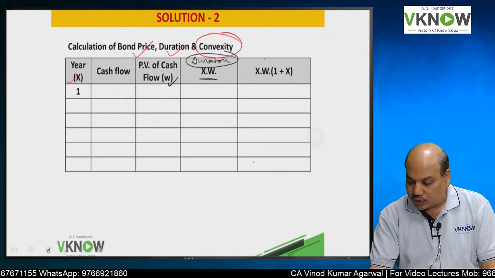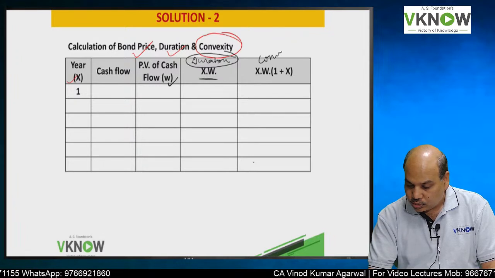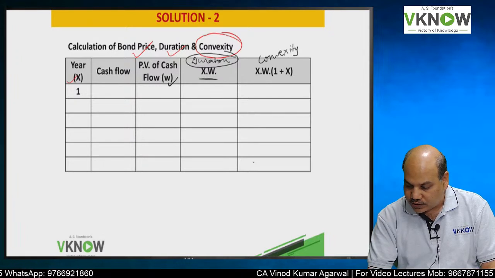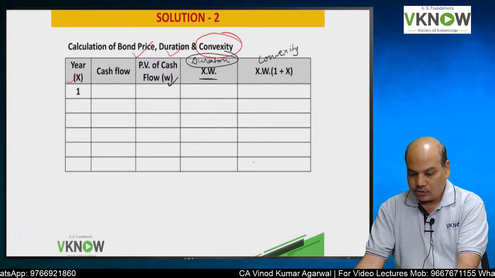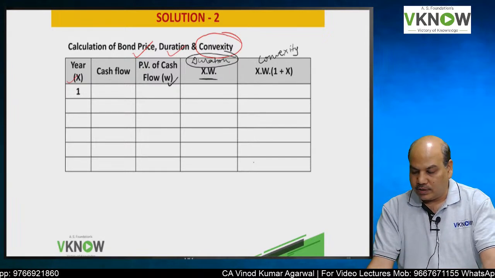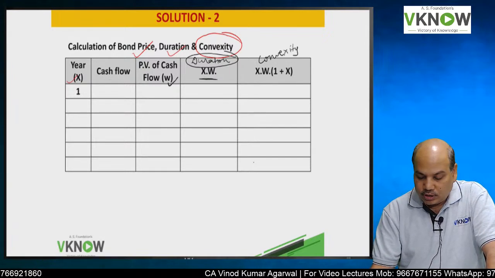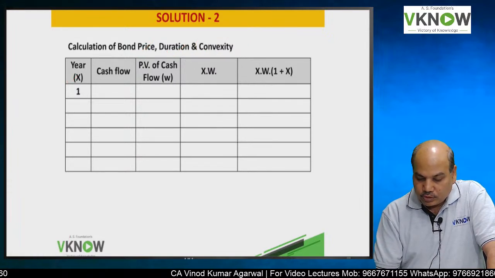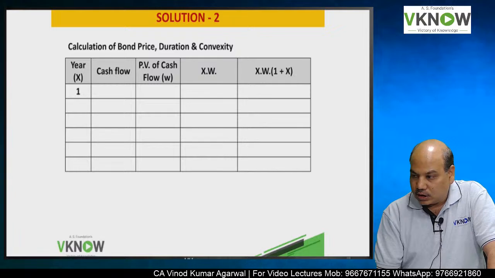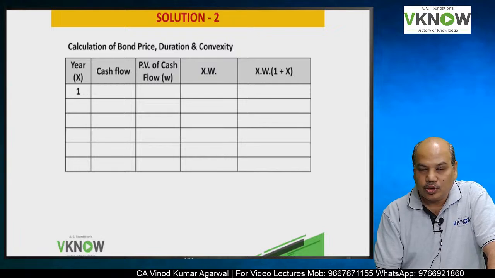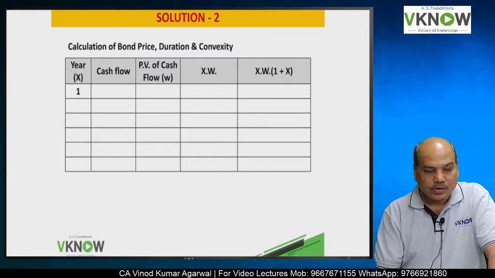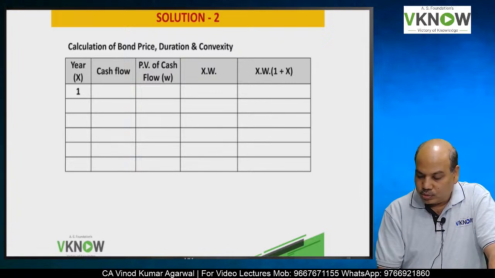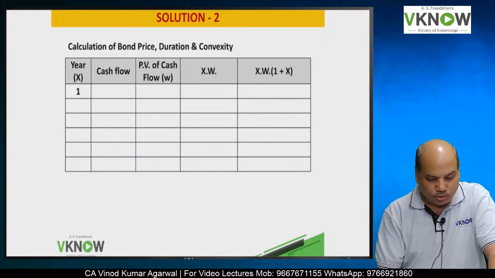And the last column will help you to calculate convexity. So write down year column, cash flow column, PV of cash flow, X into W, and the last column is X into W into 1 plus X. I will tell you how to do it.